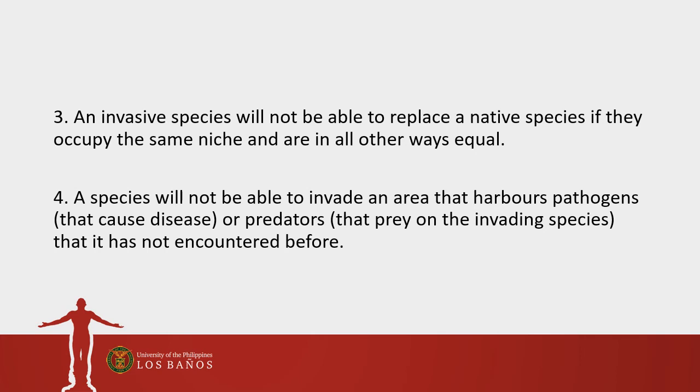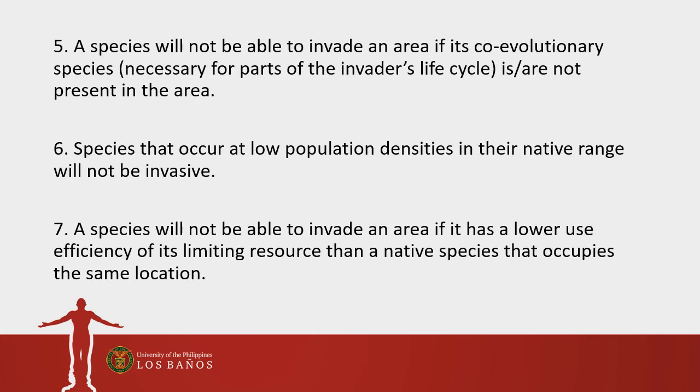Number 4, a species will not be able to invade an area that harbors pathogens or predators that it has not encountered before. 5, a species will not be able to invade an area if its co-evolutionary species is not present in the area. 6, species that occur at low population densities in their native range will not be invasive. 7, a species will not be able to invade an area if it has a lower use efficiency of its limiting resources than a native species that occupies the same location.